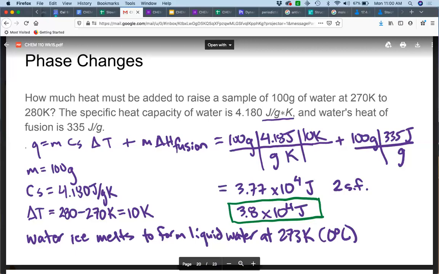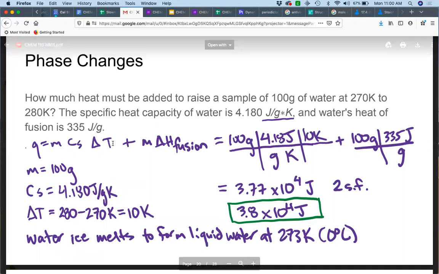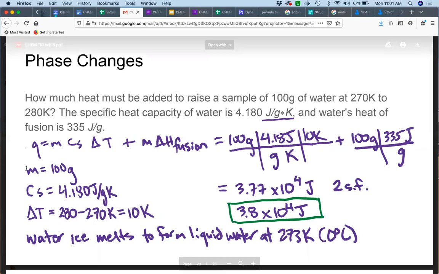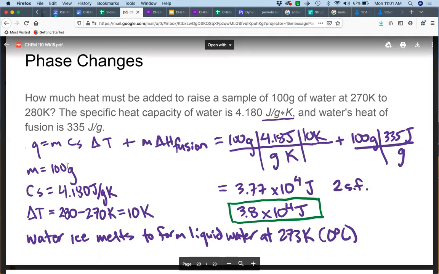The first part of solving this problem should look pretty familiar to you. It's using my heat transfer equation. So Q is equal to my mass times my specific heat times my change in temperature. The second part of the problem is my mass times my delta H fusion. So this is the enthalpy of fusion, or the energy that it takes to melt ice to become water. If I think about the information that I'm given in the problem, I'm given my mass in grams, my specific heat, and my delta T.